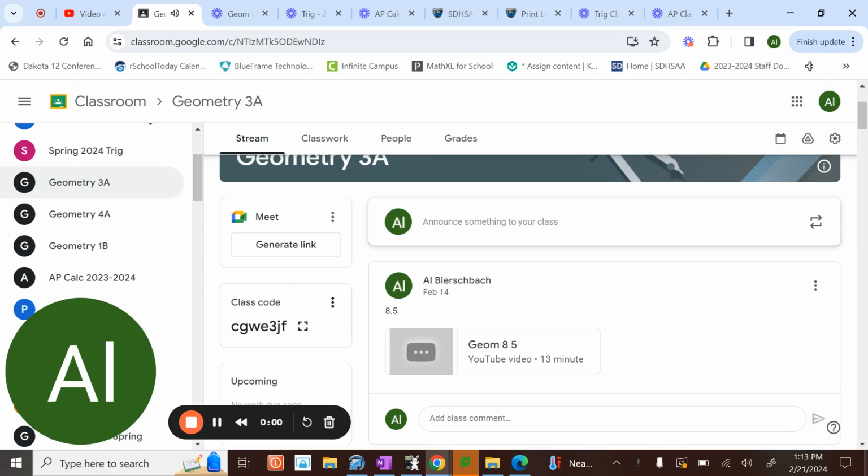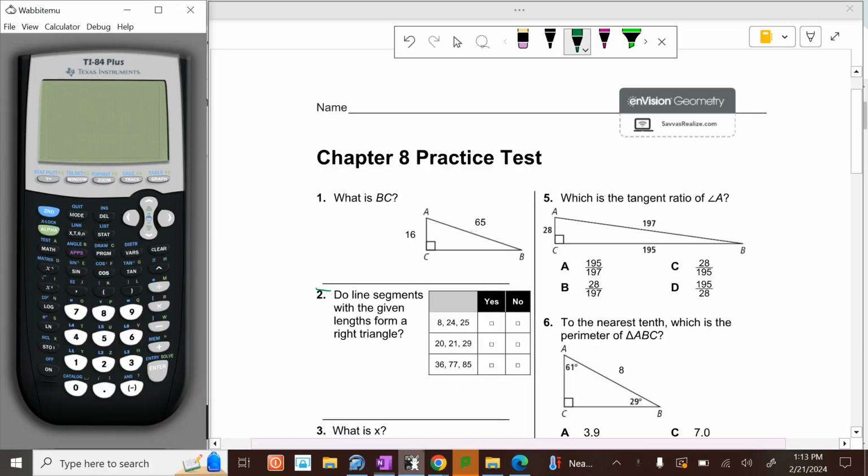All right, so we are recording and we got the calculator.